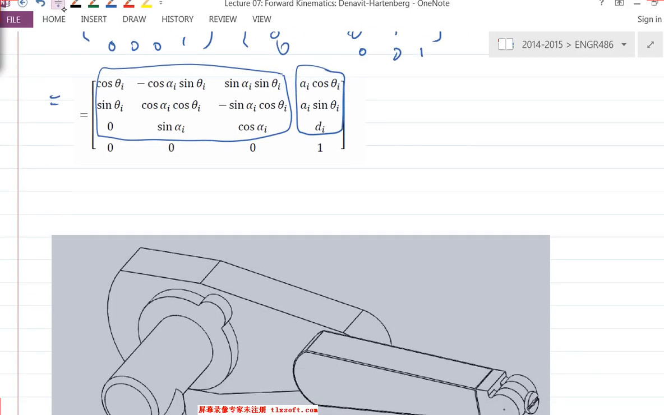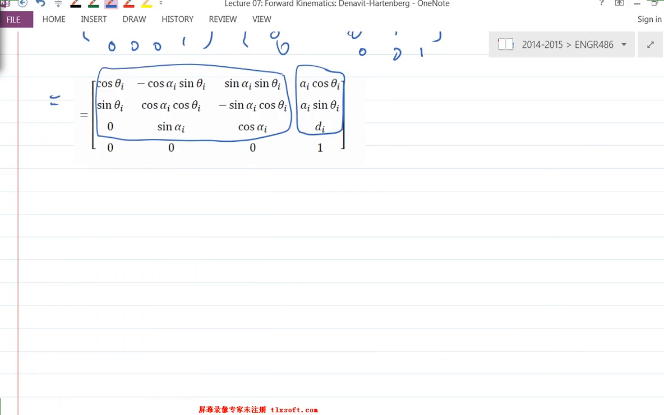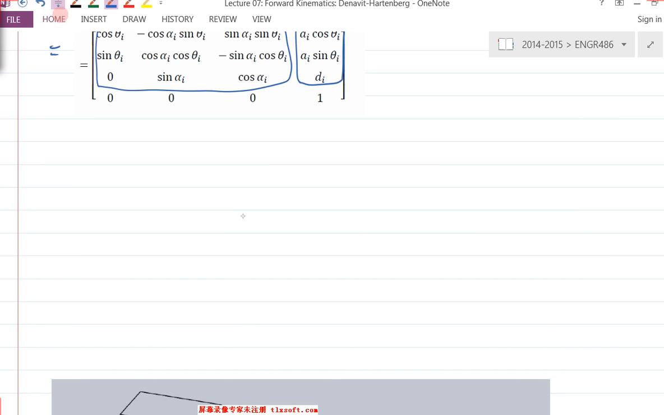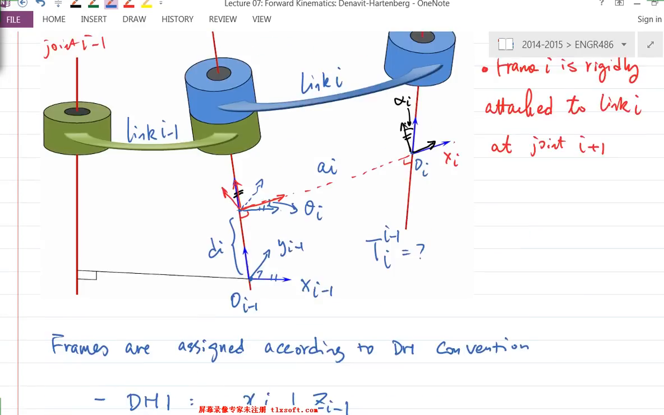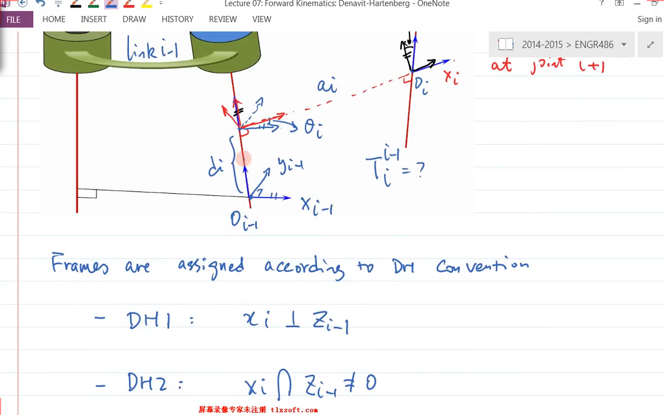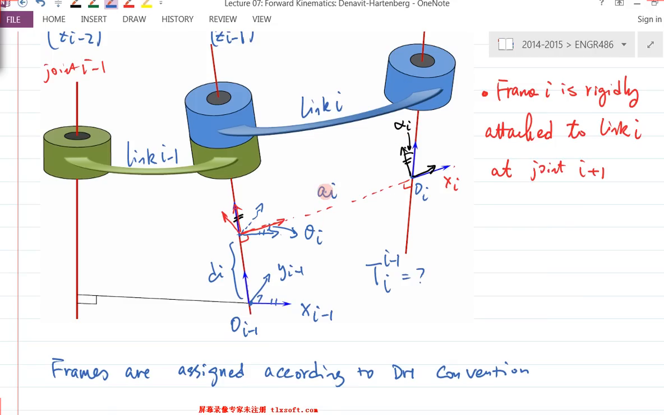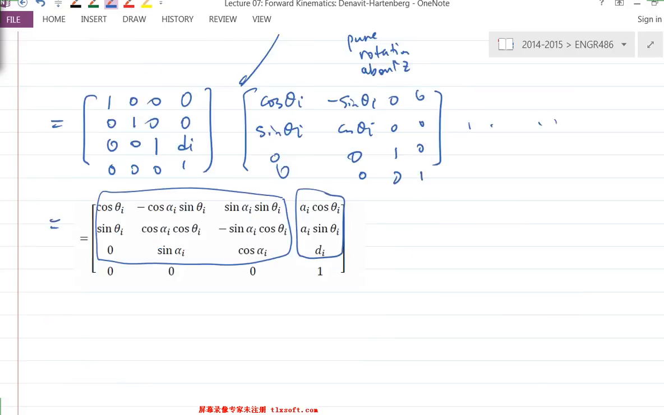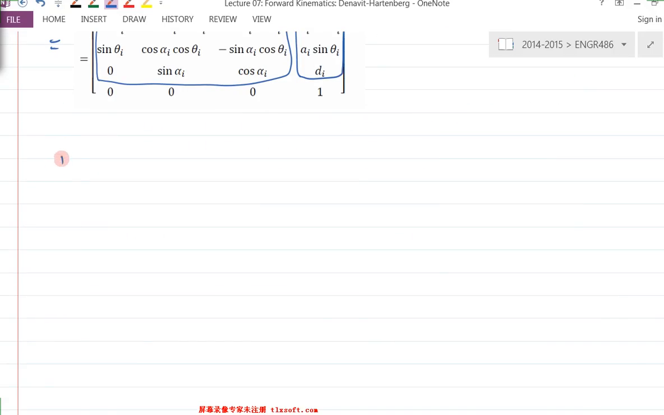So I'll use a couple of examples here to demonstrate how we properly find the DH parameters. But to summarize a little bit, if you look at the way that each one of these d_i, a_i, theta_i, alpha_i is put together, these four are called DH parameters. So mathematically, this is basically a_i, d_i, theta_i, and alpha_i. They're called DH parameters.